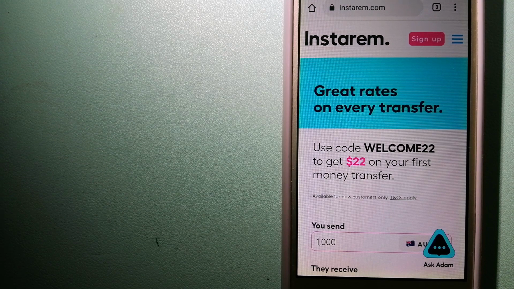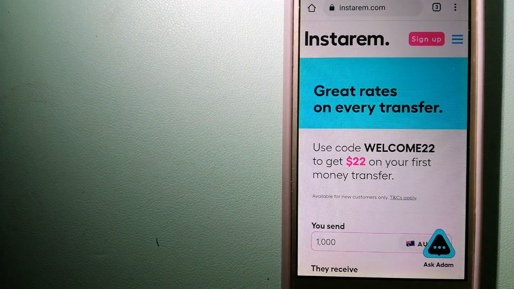It is committed to making the process of transferring money to your family and friends overseas simple, quick, and cost effective.